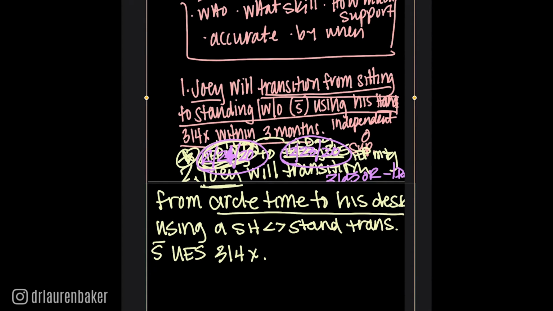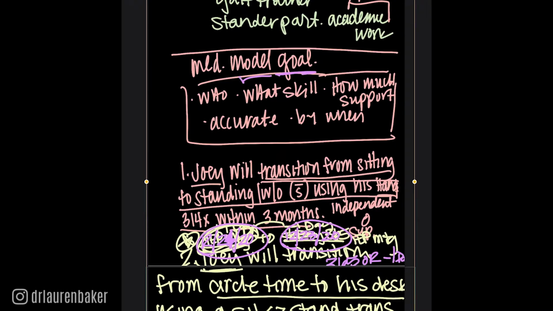But the biggest thing for here is when you go up here to the goal stuff down here, it's going to be who, what skill plus educationally relevant. So what educationally relevant skill, how much support, is it accurate, and by when.